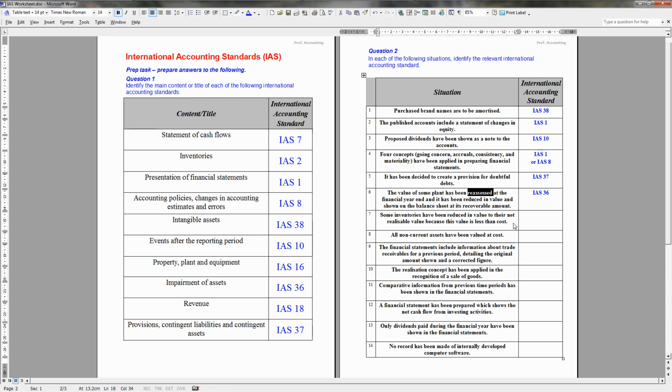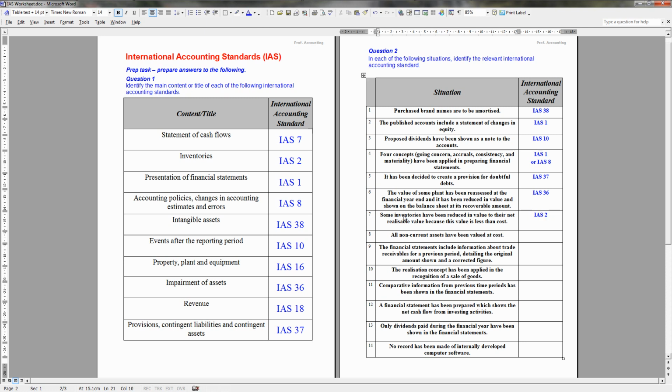expenses in the P&L. Again, I'll mention that in another podcast, but also a little example next. 7. Some inventory has been reduced in value to the net realisable value because this value is less than cost. I think it's an easy one. Yes, keyword inventories. So it's IAS 2. Inventories. Look for the keyword stock. They don't use stock now. They use inventories in stock. But if inventories is used, typically that will be the IAS.